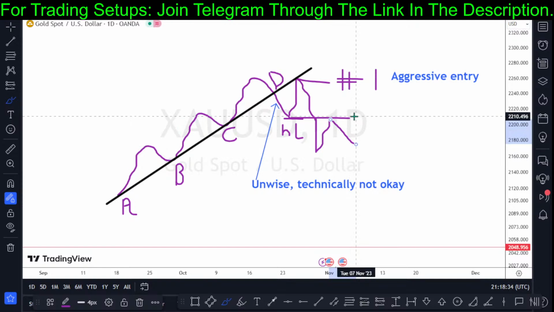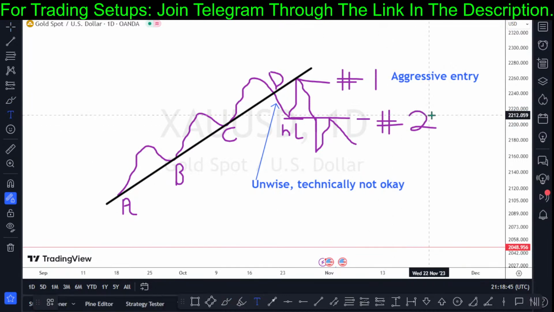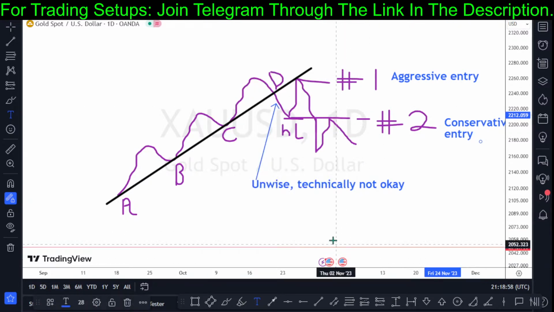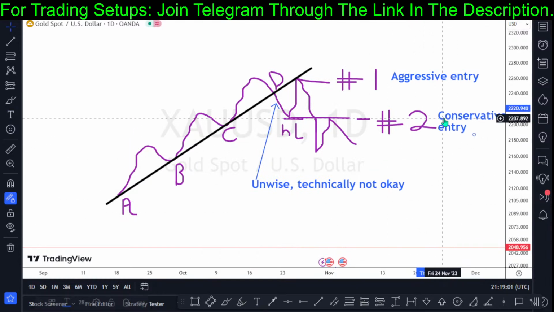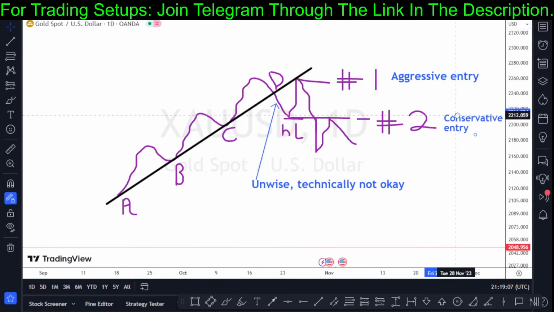So once we have a pullback right here, then we tag this zone right here as hash factor number 2. So right here, we tag it as conservative entry, right? We tag this zone right here as conservative entry. So this is how you guys can see, right? Okay, so right here is conservative entry. So once you make an entry right here, it is a conservative entry.